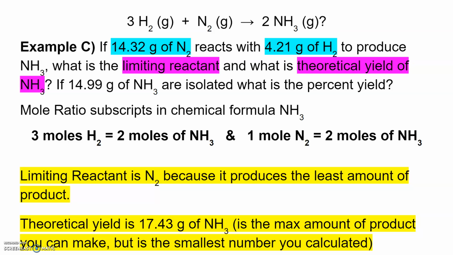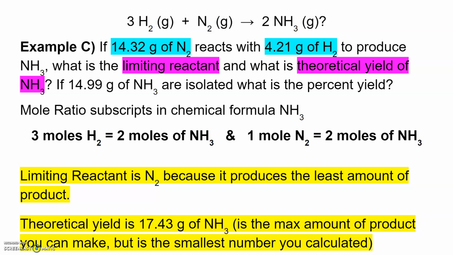And the way she determined that was she determined the amount of product you can make from each given reactant. So she determined how much NH3 you can make from 14.32 grams of N2 and how much NH3 you can make from 4.21 grams of H2 using the stoichiometry skills that we've learned in the previous parts of this video. And when she did that, she found that N2 produces the least amount of product, so that's our limiting reactant.